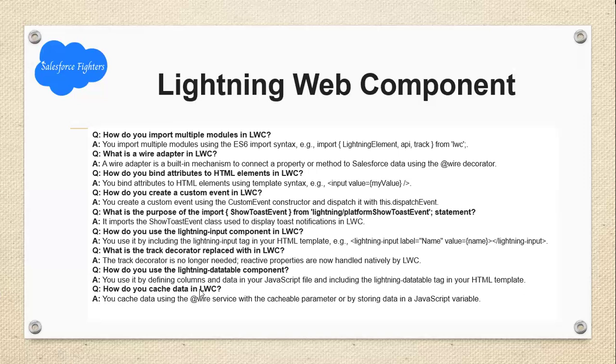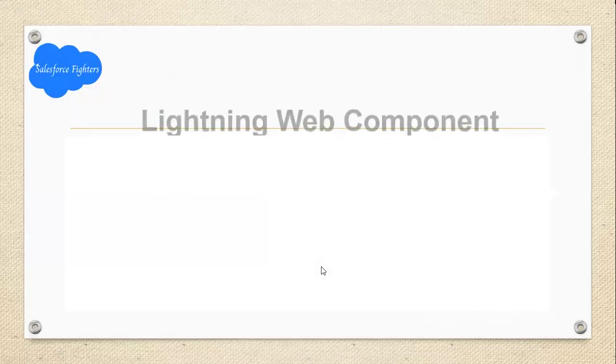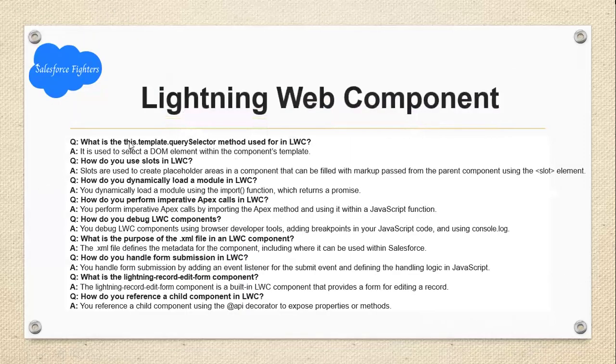Next question. How do you cache data in LWC? You cache data using the wire service with the cacheable parameter, storing data in JavaScript variables. Next question. What is the template querySelector method used for in LWC? It is used to select DOM elements within the component.